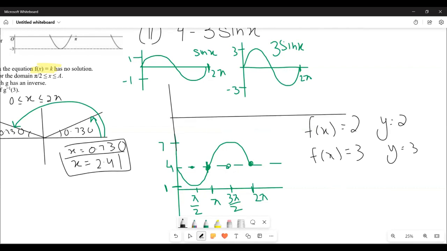And what if you draw a horizontal line anywhere below 1? Even then there's no point of intersection, no solution. So the answer would be that when k is bigger than 7 or when k is less than 1, then there's no solution. So this would be the answer.